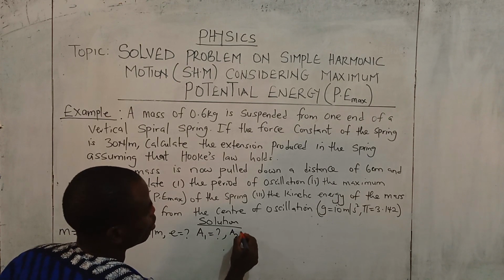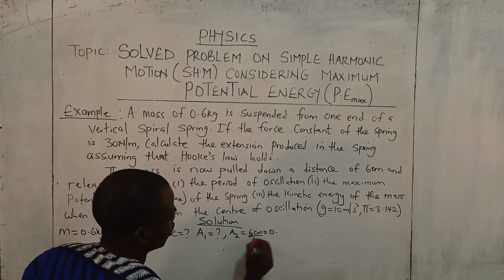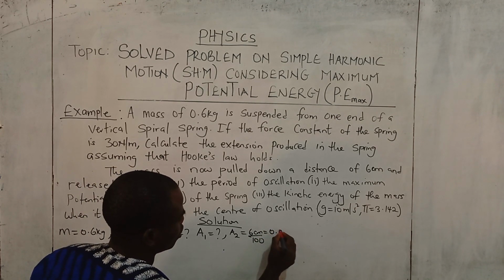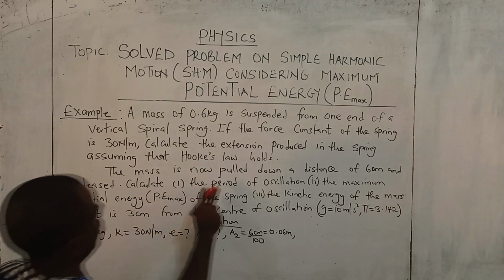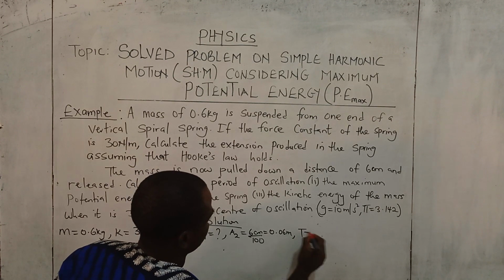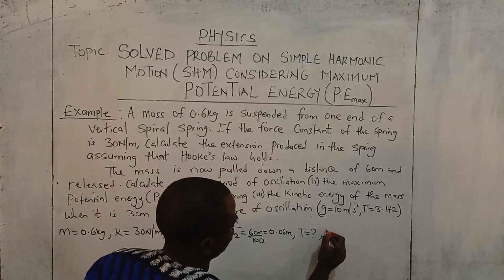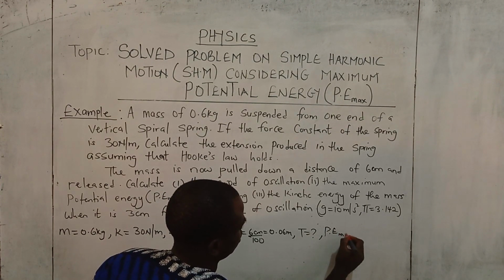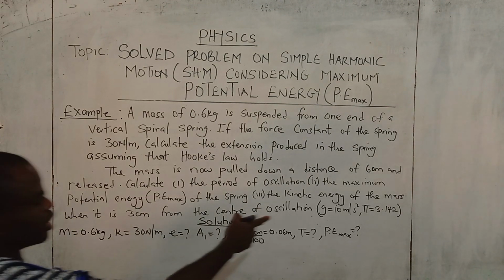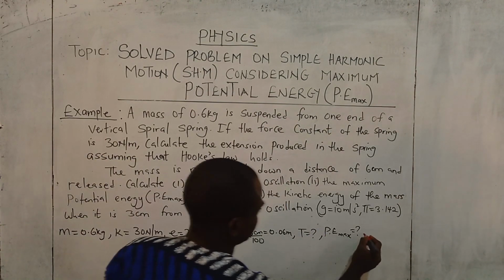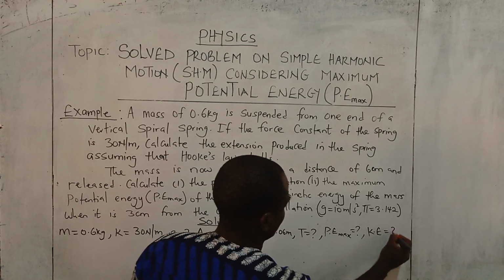A2 equals 6 centimeters, which is 6 divided by 100, 0.06 meters. We are looking for the period, that's T, to represent the period. The maximum potential energy, maximum, we don't know it. And kinetic energy, we're looking for kinetic energy. Kinetic energy in this case is not maximum.